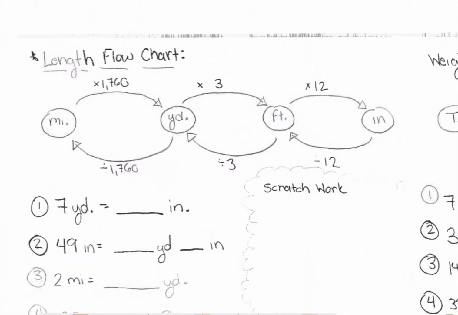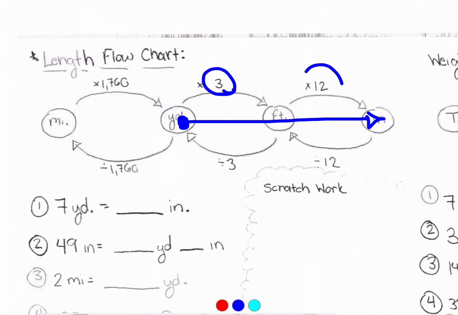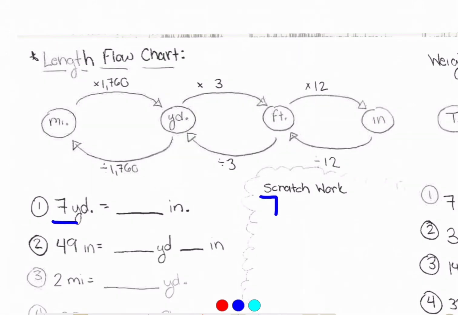I'm going to do the first two problems. It's the same idea. Once you have the flow chart, figure out where you're starting and figure out where you're ending. I'm going from yards to inches, so that means I'm going to have to follow the blue numbers. So I'm going from 7 yards. I've got to figure out on 7 yards how many feet are there. And then after that, I'm going to figure out how many inches. So 7 times 3 times 12.